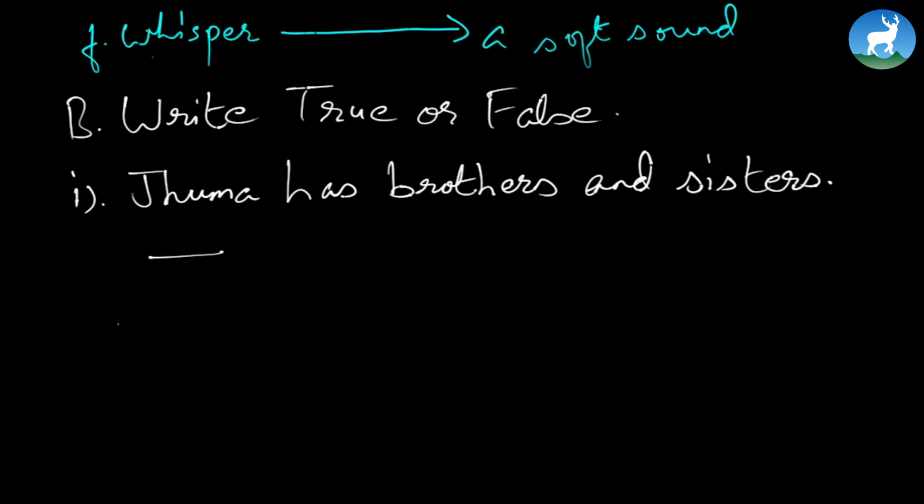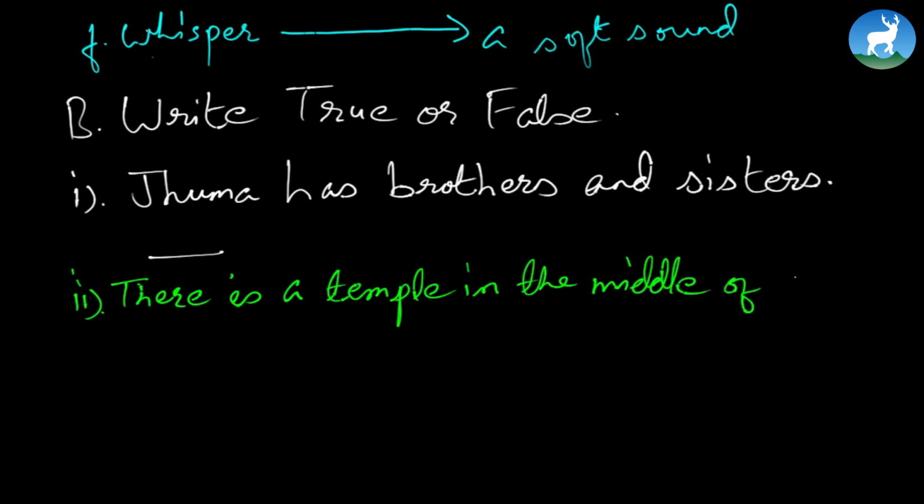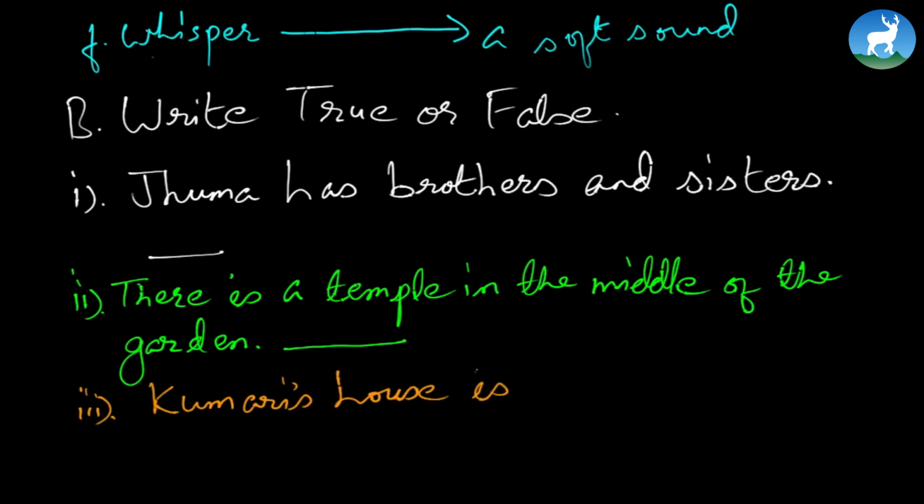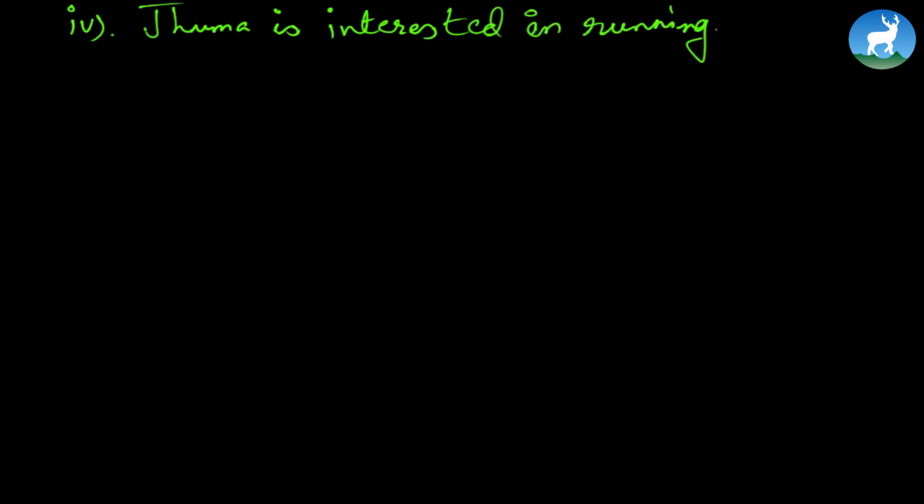Okay. Number 2, there is a temple in the middle of the garden. Now is this true or false? Number 3, Kumari's house is opposite Juma's. Number 4, Juma is interested in running. Is this true or false?